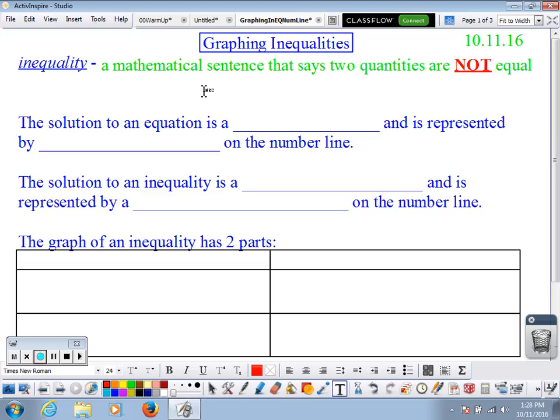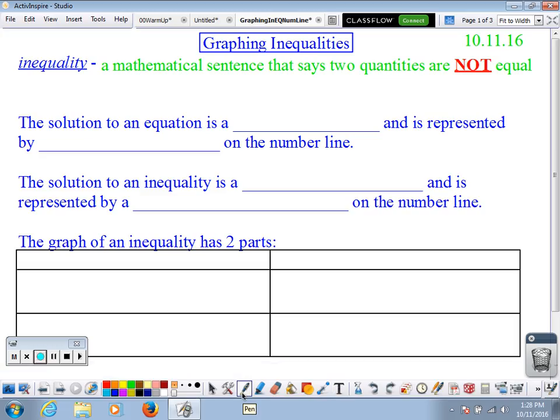Now we have some symbols that we use for inequalities. In fact, we have 5. All 5 of them are on this poster over here. And I know that you guys have seen at least 4 of them before. Can you pick out which symbols on here are your inequality symbols? Can you give me one?